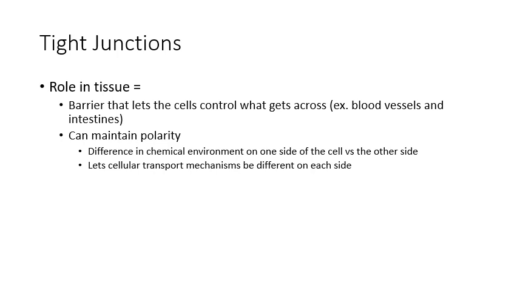So an example would be lining your gut. You don't want things to be just getting past those cells that line your gut willy-nilly. You want to specifically take things across that you want, like nutrients, but you don't want toxins, of course, to get into your body from your gut. So you could have tight junctions there to maintain a strong barrier.